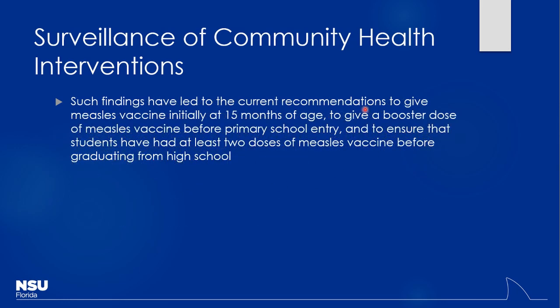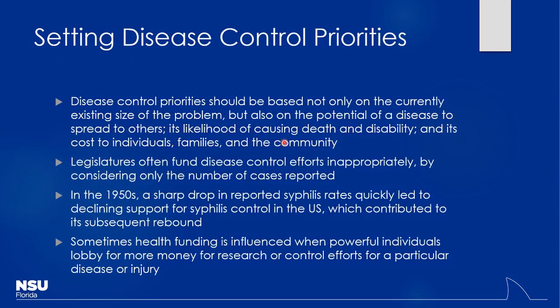And so that's why we changed the recommendations, and we initially give it at, say, 15 months of age instead of earlier during that first year of life. And then we give a booster dose before they go into primary school, and then also potentially before they graduate from high school, right? So by doing that, we make sure that they have ensured protection, especially when they go to places like college or other environments where they're around a bunch of new people.